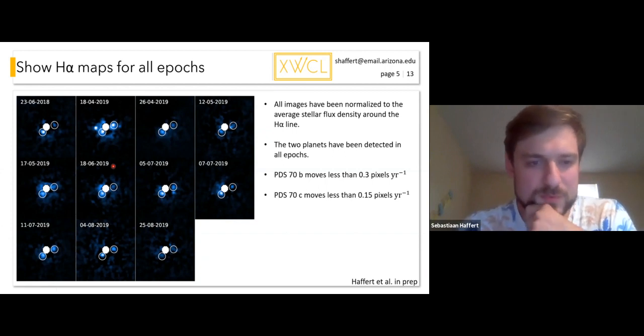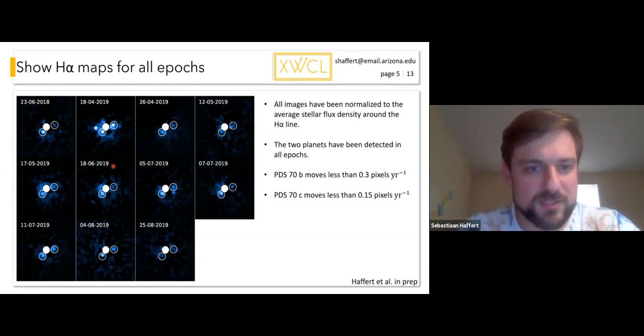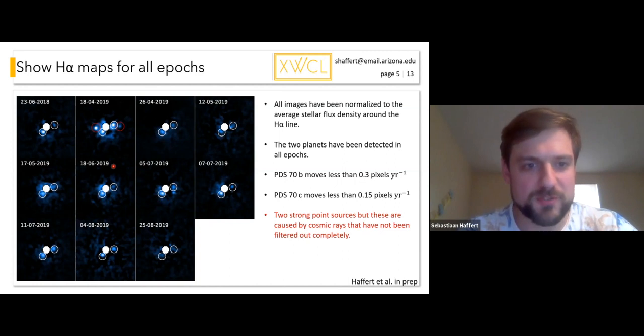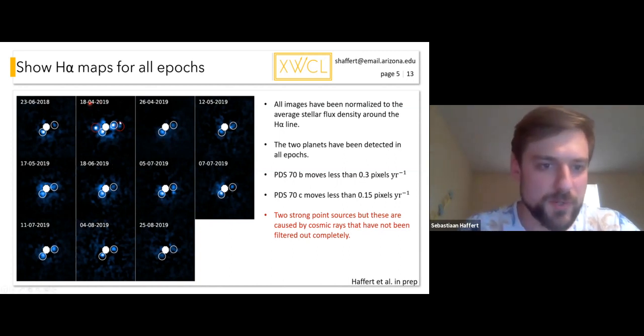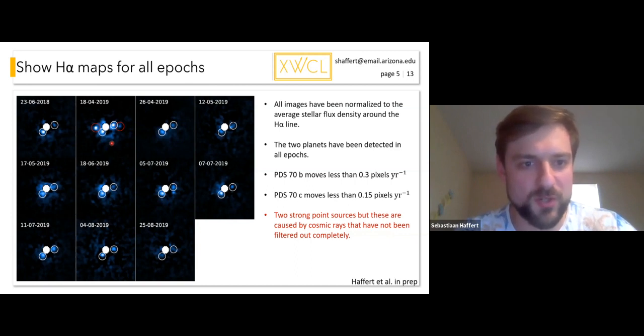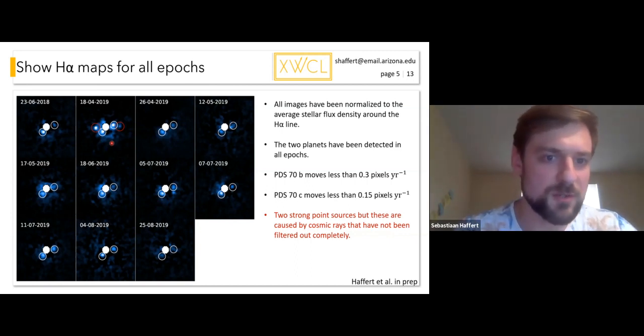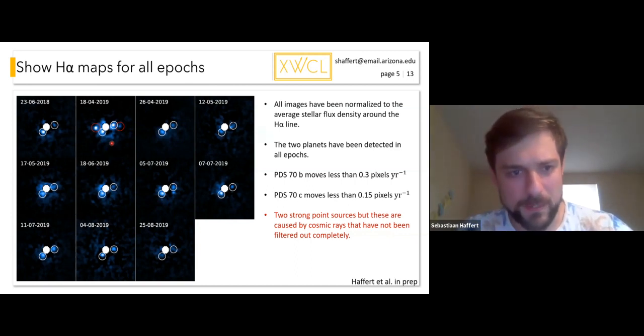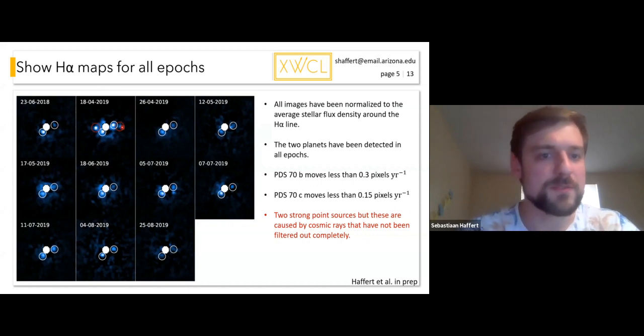Sometimes the only thing that's difficult with these observations is that it's a bit more difficult to filter out cosmic rays. For example, here you can see in one of the epochs there are 2 cosmic rays that are corrupting the image a little bit. The reason the cosmic rays are still present is because this was a very short observing sequence. We only got 3 exposures of 100 seconds each, and because of that, it was difficult to filter them out.